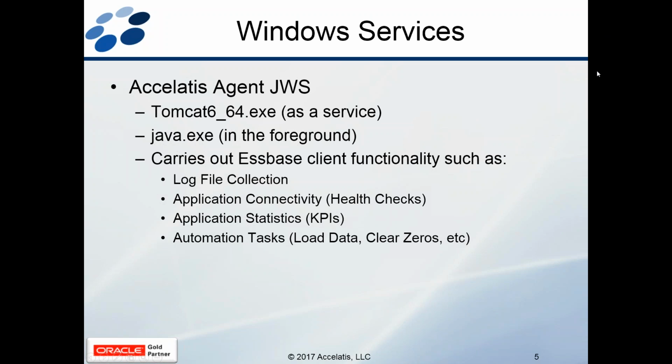The next one is the Accelatis agent JWS. If you were to look at it in the processes field, it runs as a process called tomcat6_64.exe as a service. And again, you have that option to launch it in the foreground. If you did so, it would look like java.exe. And it carries out the S-base client functionality. So JWS will actually go in and get things like the log files. It will go ahead and issue the health checks, KPIs, and automation tasks like load data, clear zero.